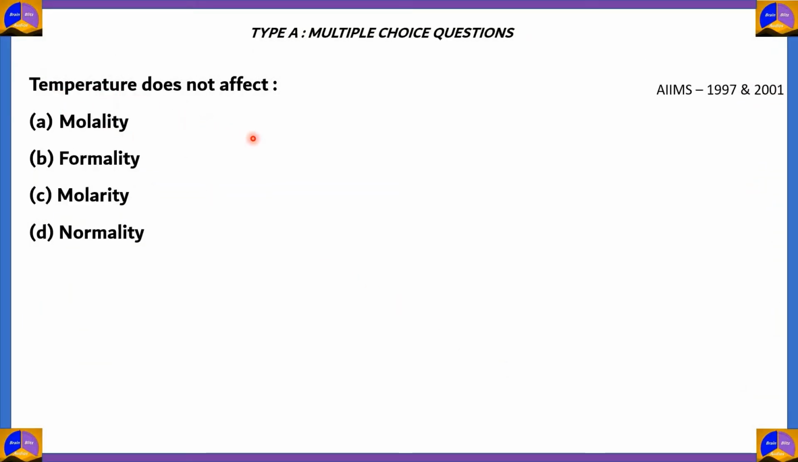Temperature does not affect A. Molality, B. Formality, C. Molarity, and D. Normality. Now, for any of these quantities to not be affected by temperature, they should not have a volume component.